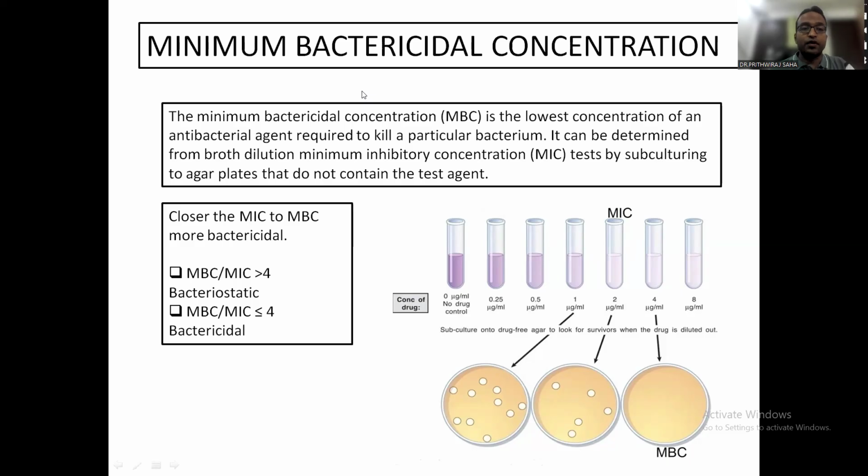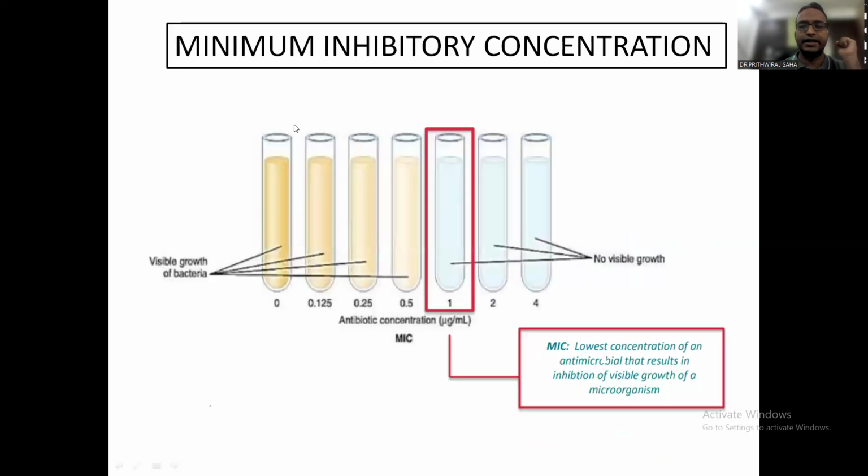So let's get into the focus topic of our today's discussion. Where we ended is the minimum bactericidal concentration and the minimum inhibitory concentration. So let's start with the minimum inhibitory concentration. It is the minimum concentration of antibiotic required to inhibit the growth of the bacteria.